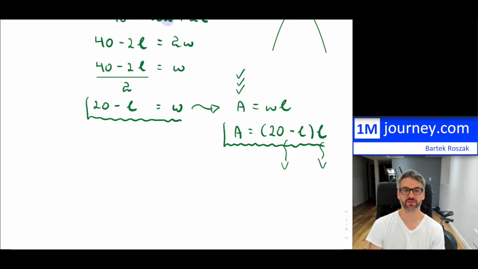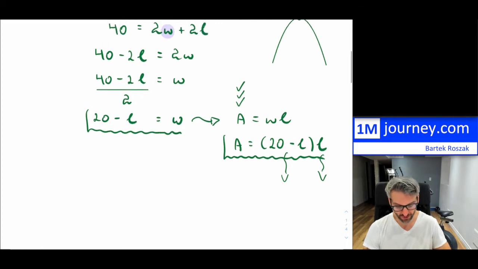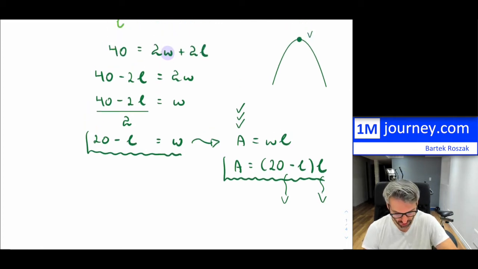And notice that if I would distribute the L inside, I would have 20L minus L squared, which indeed is quadratic, right? So that would have been a quadratic problem. Now, if I want to be able to see and maximize my surface area, I want to find this peak. So I'm going to be trying to find what the vertex is.